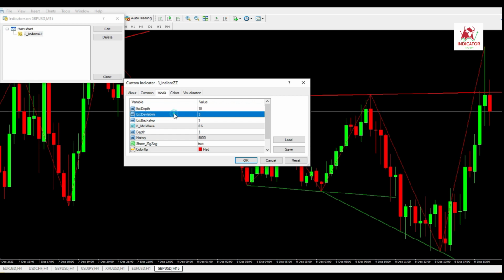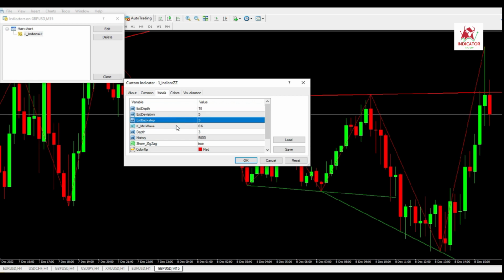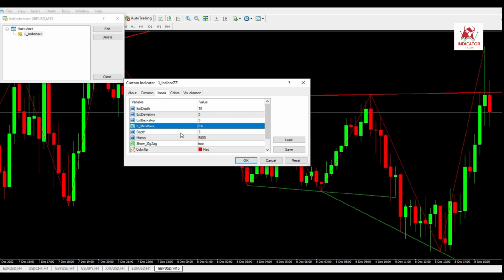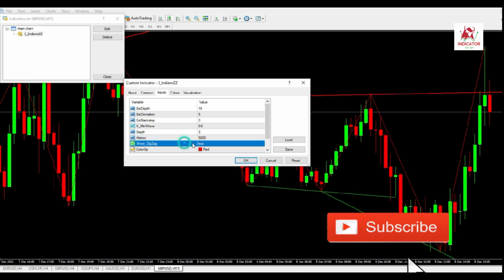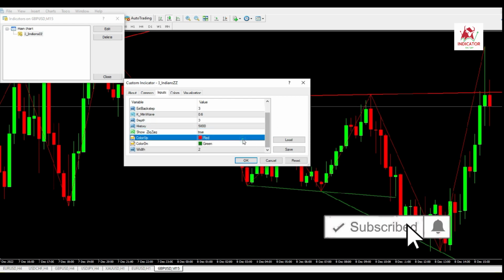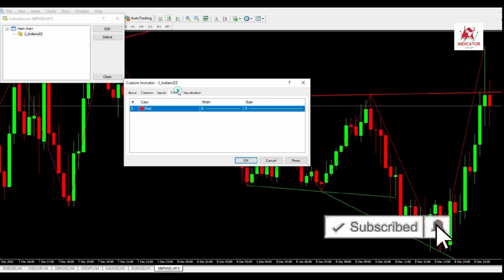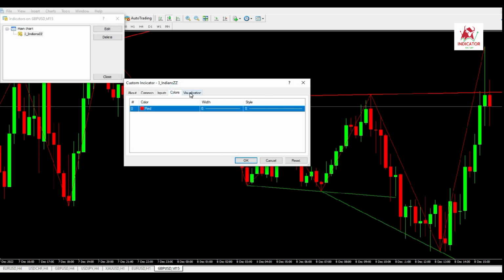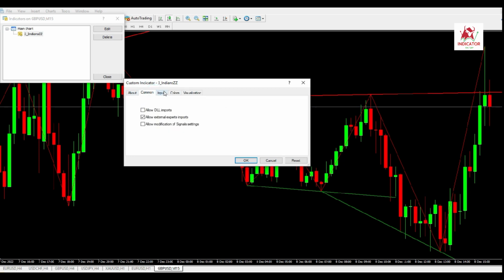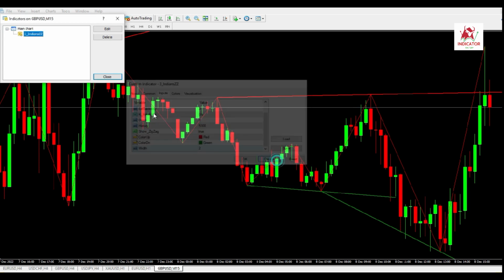extern int x_depth = 10 // zigzag options. extern int x_deviation = 5. extern int x_backstep = 3. extern double k_min_wave = 0.6 // the minimum size of a wave from the first Indian in relation to the wave of the second, to filter small waves. extern int depth = 3 // depth of search of 1 Indian, accounting for the filter, but no more than 10. And further: history, colors and thickness of lines.